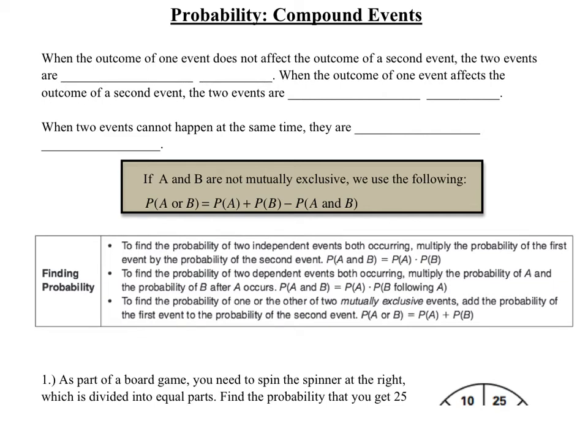Probability of compound events. When the outcome of one event does not affect the outcome of a second event, the two events are independent events. When the outcome of one event does affect the outcome of a second event, the two events are dependent events.